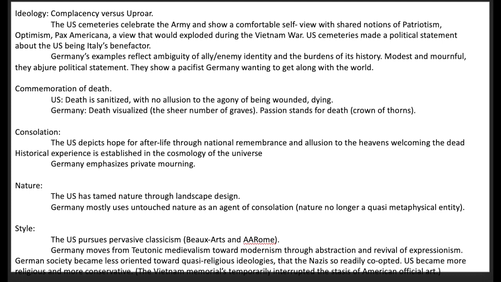And historical experience in Germany emphasizes private mourning. It stays away from national mourning. Nature: the US has tamed nature through landscape design. Germany mostly uses untouched nature as an agent of consolation. Style: the US pursues pervasive classicism. Germany moves from Teutonic medievalism toward modernism, toward abstraction and a revival of Expressionism. German society became less oriented toward the quasi-religious ideologies that the Nazis so readily co-opted. The US became more religious and more conservative. The Vietnam memorials temporarily interrupted the stasis of American official art.